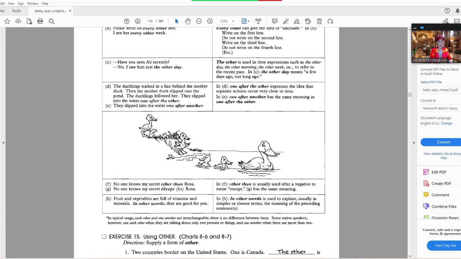No one knows my secret other than Rosa. No one knows my secret except for Rosa. So other than is usually used after a negative to mean except for. Fruit and vegetables are full of vitamins and minerals. In other words, they are good for you. In other words is used to explain, usually in simpler or clearer terms, the meaning of the preceding sentence.